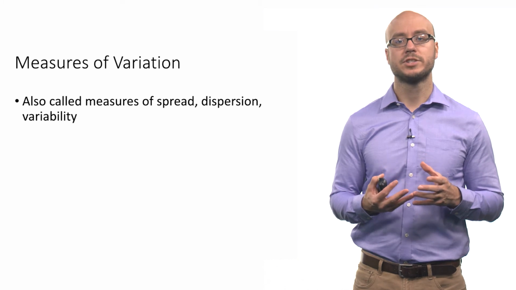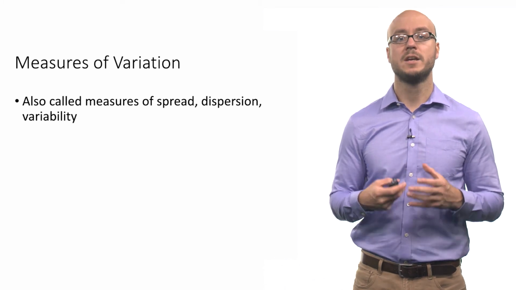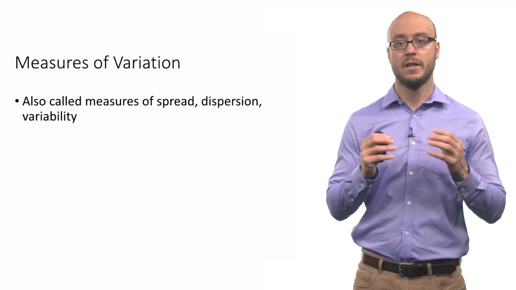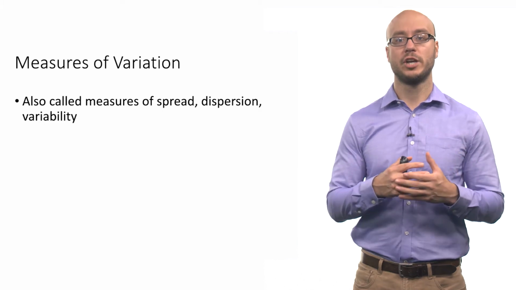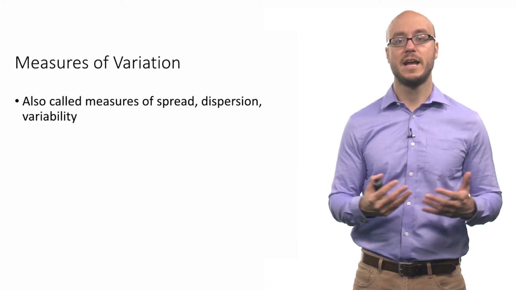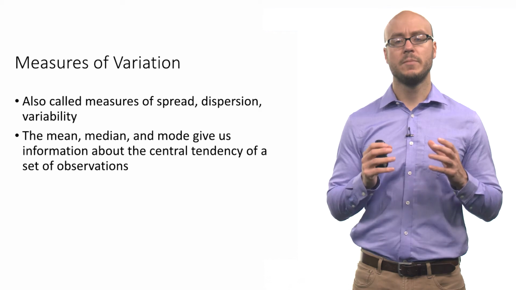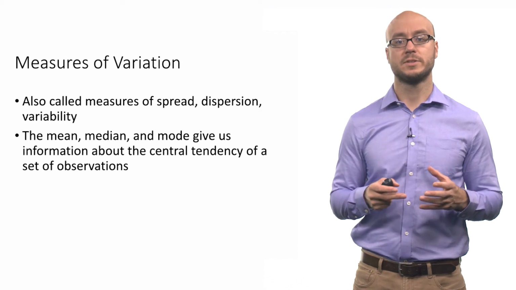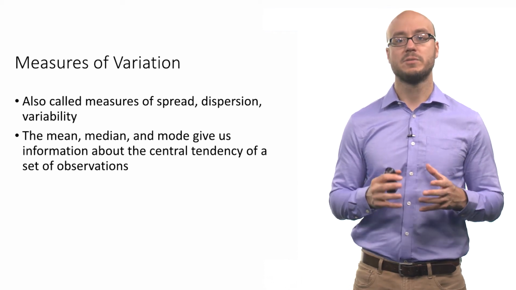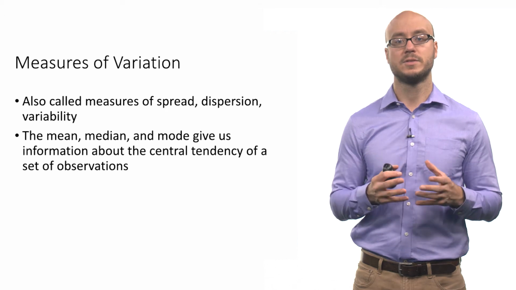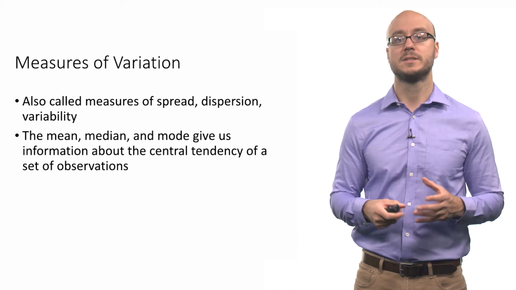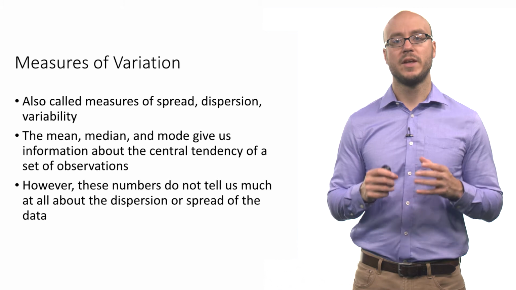These measures of variation are also called measures of spread, dispersion, or variability. That all means the same thing. You're just looking at how spread out a set of data points are. The mean, median, and mode, these measures of central tendency, give us information about a typical set of observations, what the typical value is in a set of observations. But they don't tell us much about the dispersion or spread.